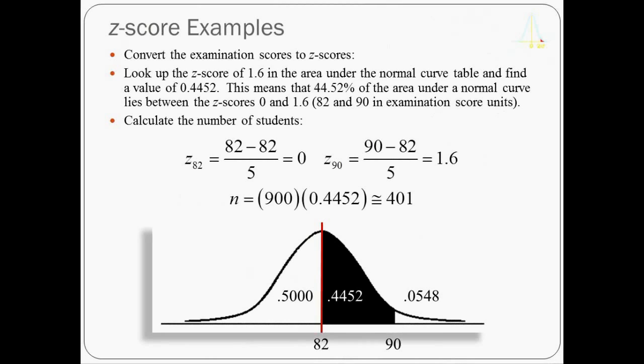So here's what we're going to do. We're going to convert the examination score to a z-score. We're going to look up the z-scores in a normal table, and we're going to find the associated area and then determine what the probability is of having students who scored between 82 and 90.